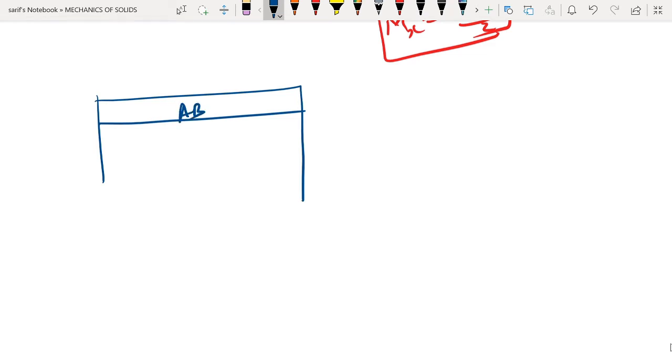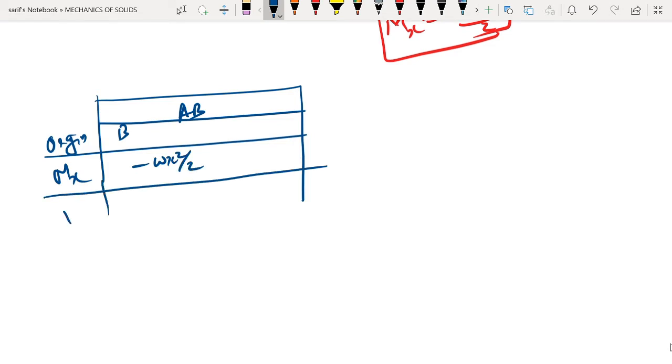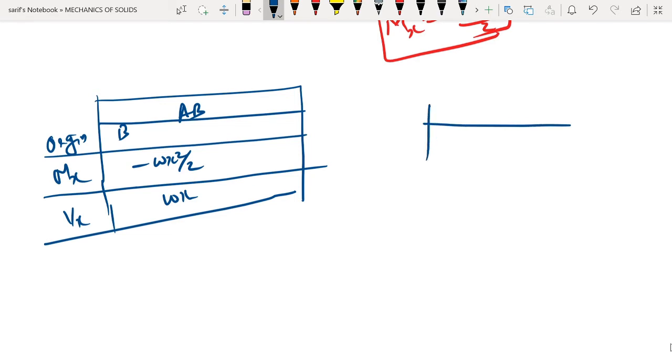So the region is AB, we require the origin at B. We require the expression for Mx, which is minus Wx square by 2, and we require the expression for Vx. The expression for Vx is Wx. How do we draw it?